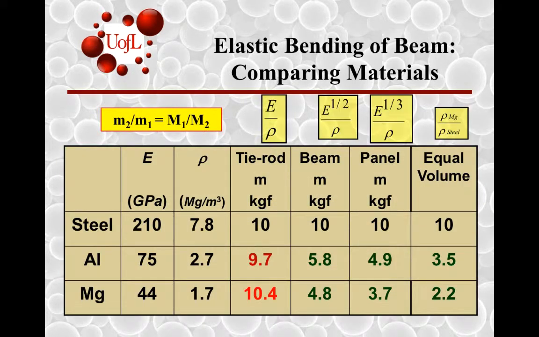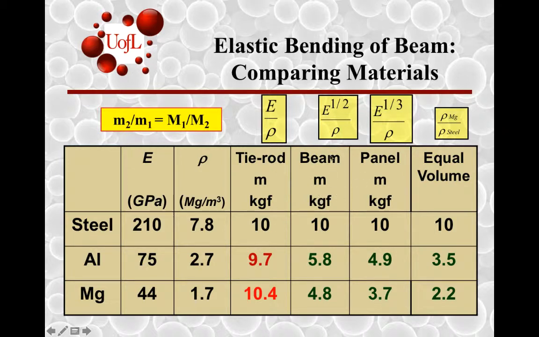What do you see? For the various material indices, because the material index is relatively the same, to replace a tie rod made out of steel, which has 10 kilogram force mass, if you made something out of aluminum or magnesium that delivers on the function and meets the constraints, roughly you really have no weight savings. They are all about the same.